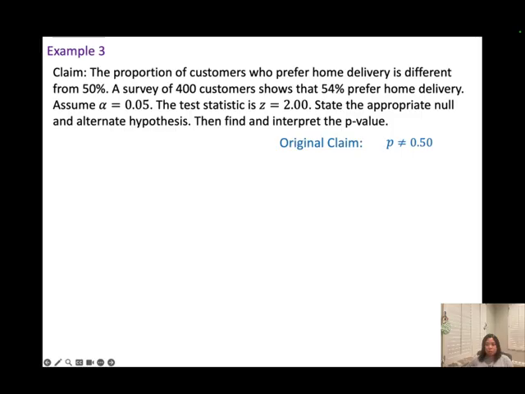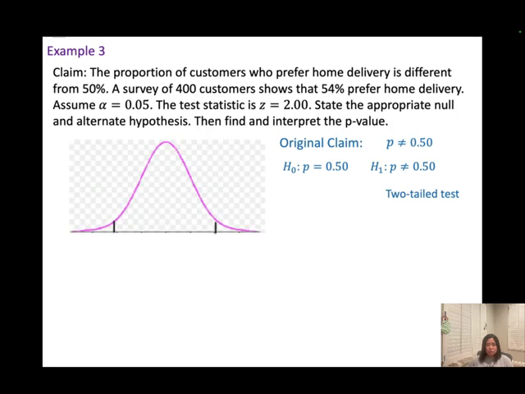So we will have not equal to 0.50, and not equal to will be your alternate hypothesis. Then your null hypothesis will be the opposite of this, so that'll be equal. And this is going to be the two-tail test. So two-tail, and then the test statistic is going to be 2.00, so somewhere like here.